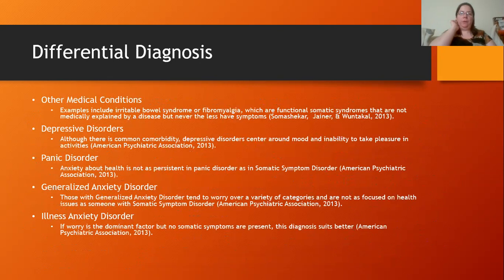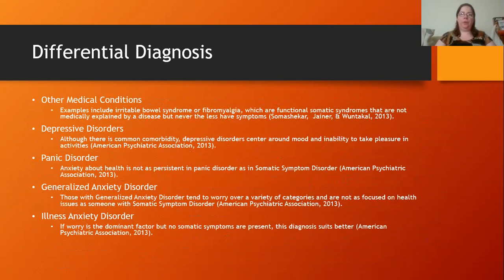Another thing is depressive disorders. There is common comorbidity, but with depression and depressive disorders, they center around mood and inability to take pleasure in activities, whereas somatic symptom disorder is more centered around mood and neuroticism, centered around physical symptoms. So they can coexist. There's that comorbidity. But if you're looking to diagnose one or the other, this is the difference you'll be looking at.